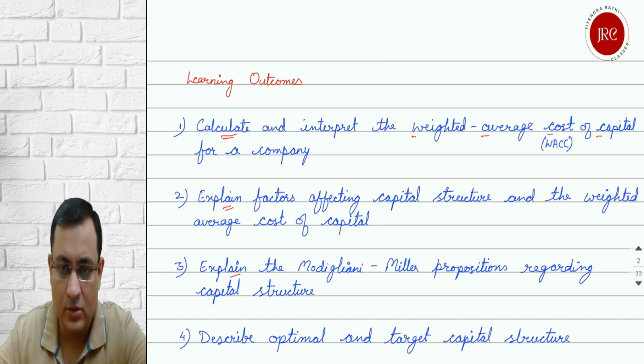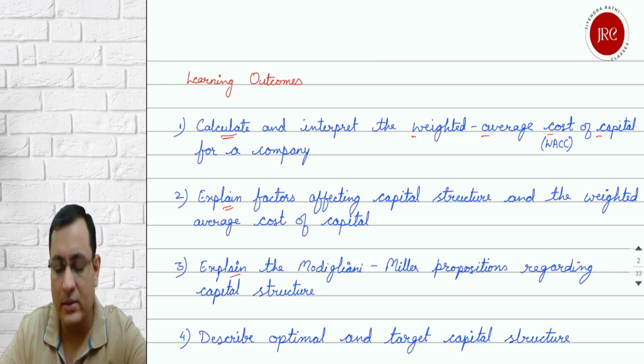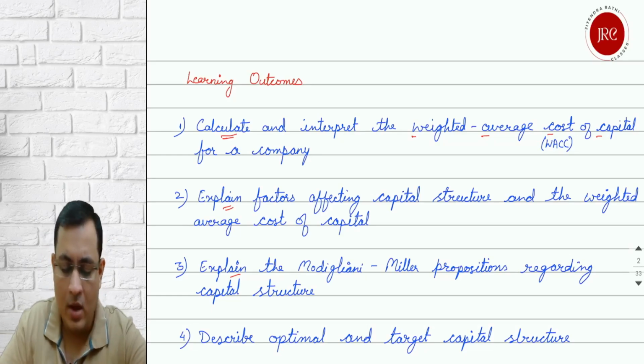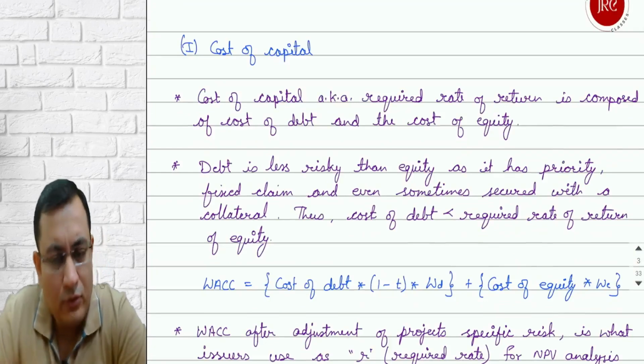So let's start with today's work. Two learning outcomes we are targeting today. One is numerical, and the second is more theoretical, important from a theoretical point of view. Let's start with WACC. So first of all, what is WACC?